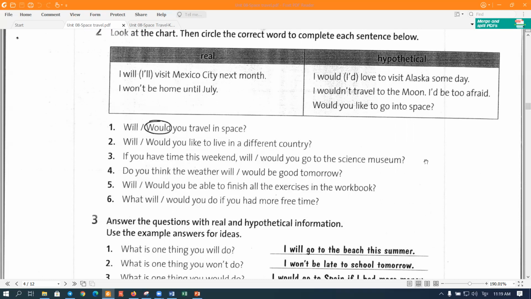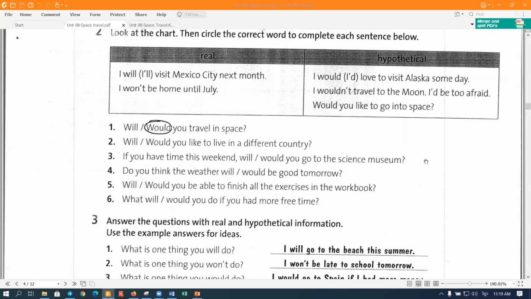If you have time this weekend, will or would you go to the Science Museum? 4. Do you think the weather will or would be good tomorrow? 5. Will or would you be able to finish all the exercises in the workbook? 6. What will or would you do if you had more free time?